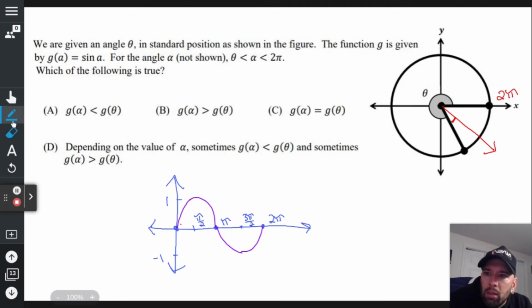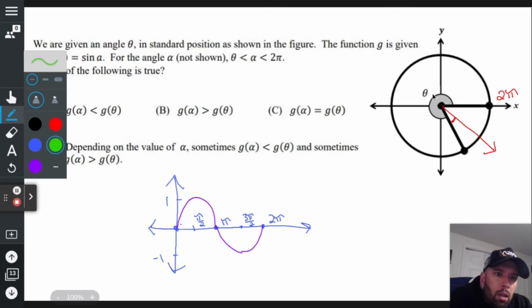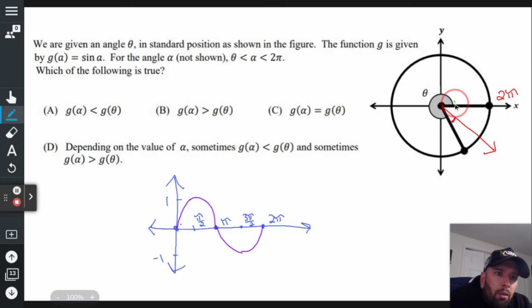Now, theta is basically anything from 0 all the way and beyond 3 pi over 2. So theta could be anything from here to like here. Could be theta.